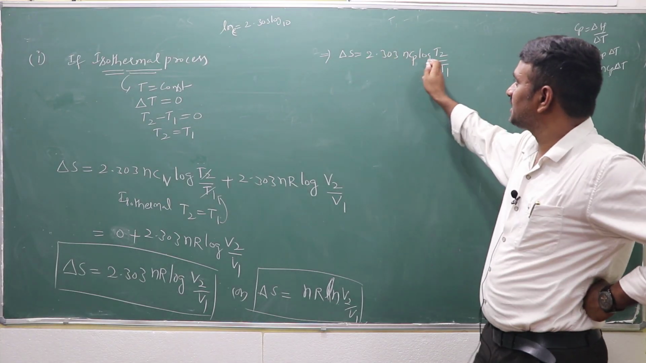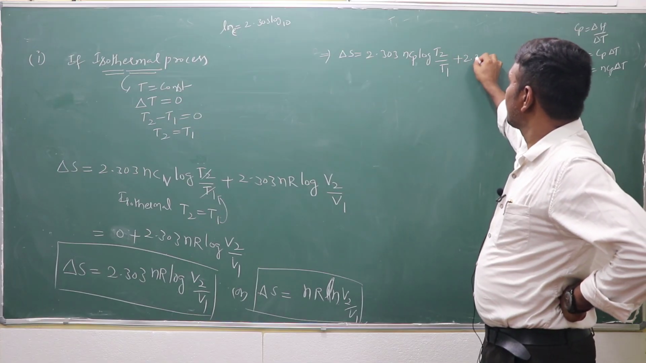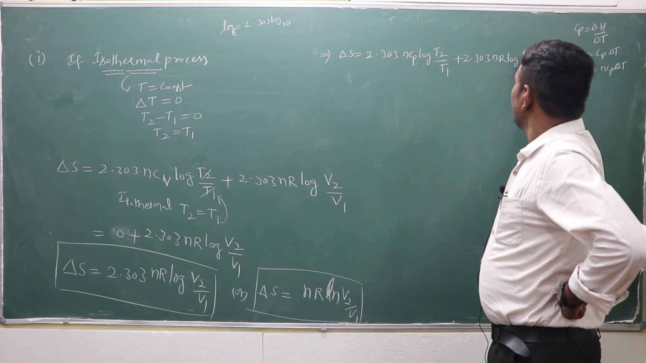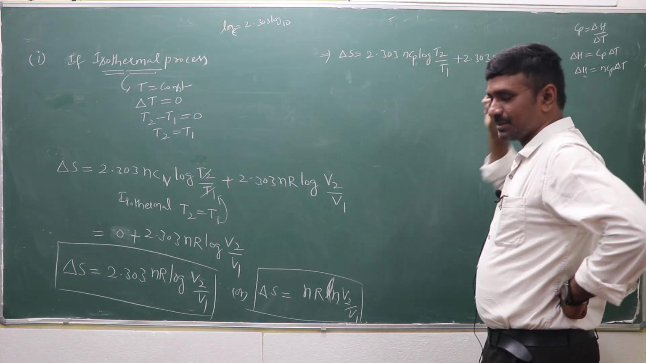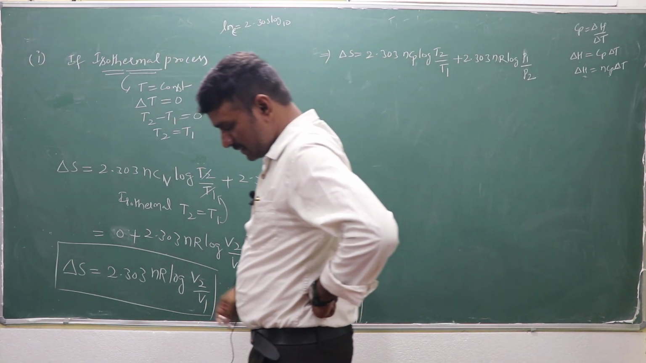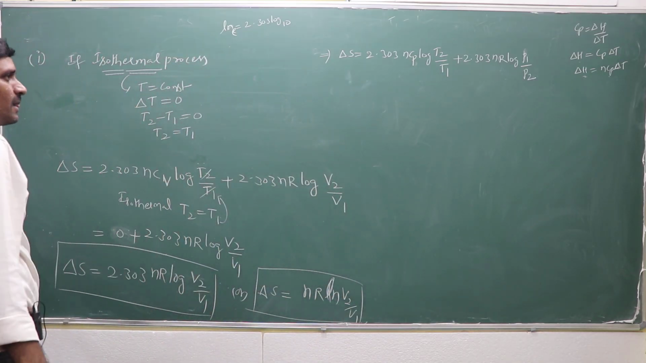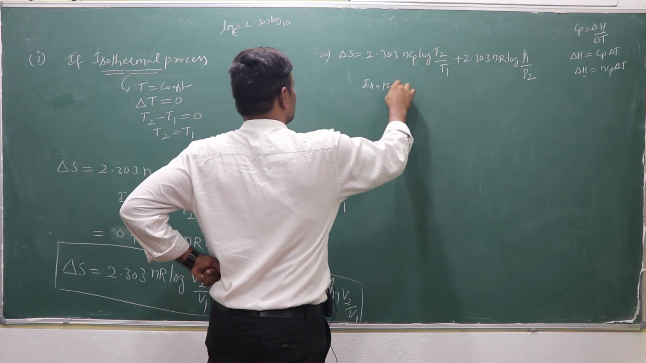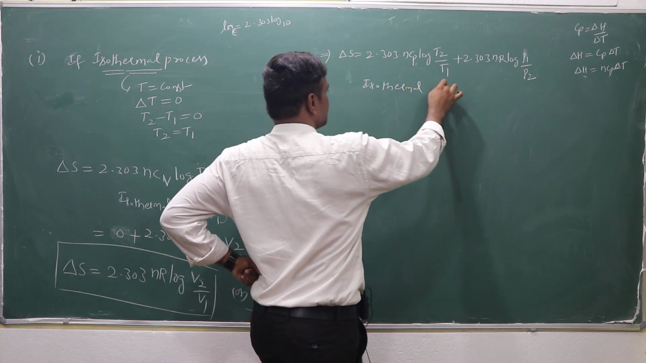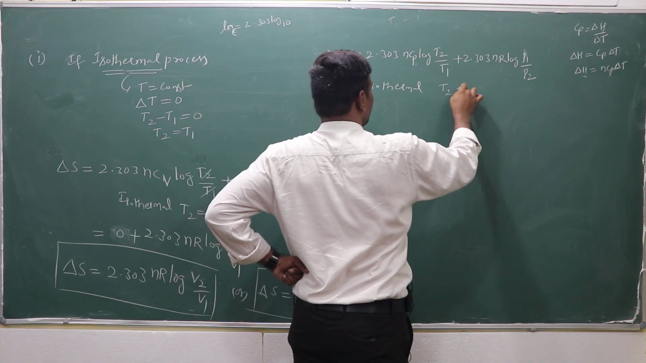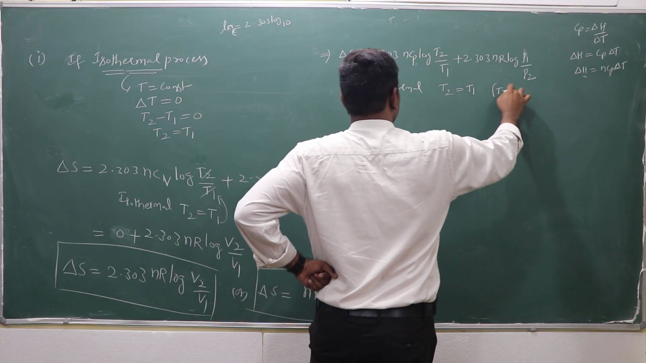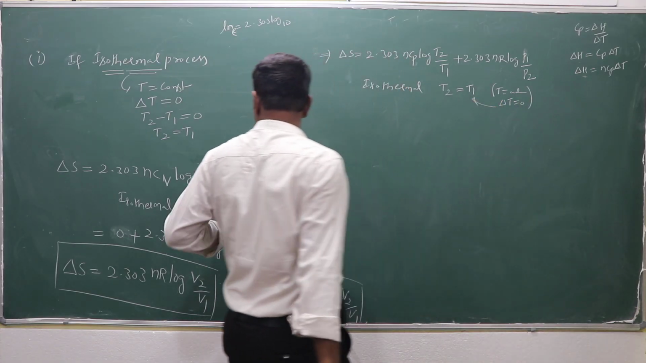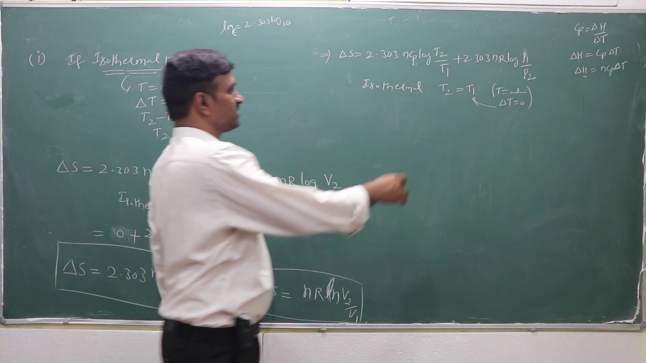So 2.303 nCp log T2 by T1 plus 2.303 nR log P1 by P2. Right? Not P2 by P1; if it is P2 by P1, a minus is there. Now, if the process is isothermal, what will happen? T2 is equal to T1. T is constant, delta T is 0, and T2 is equal to T1.